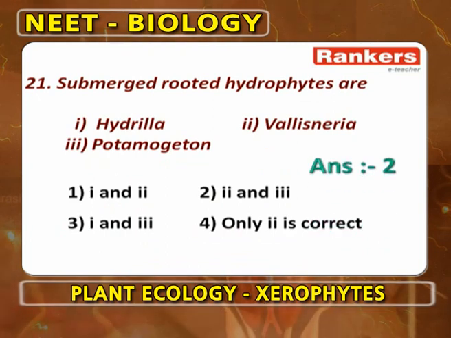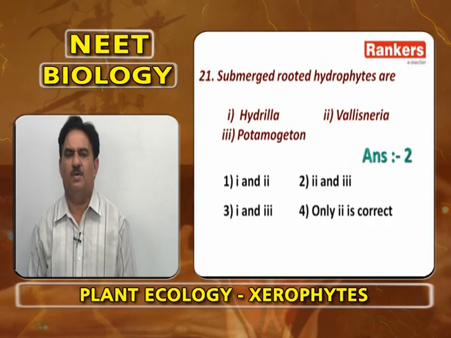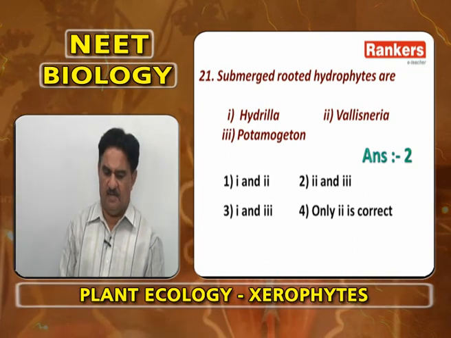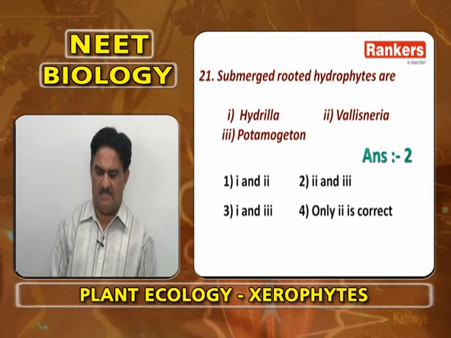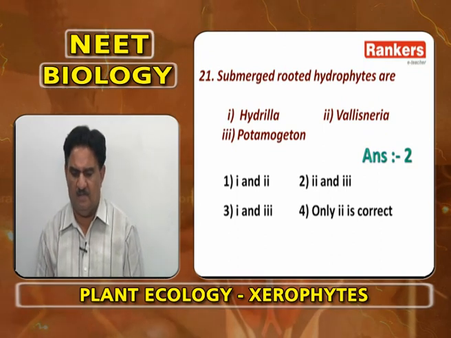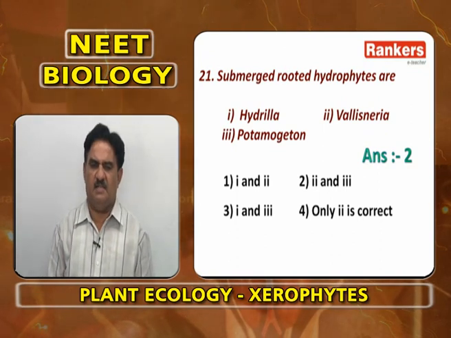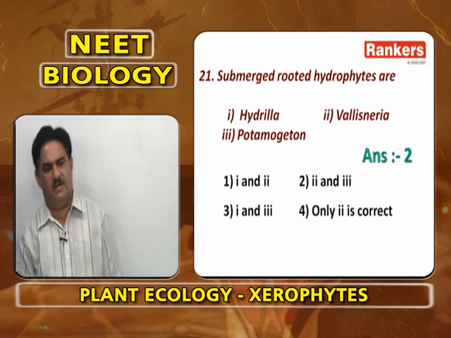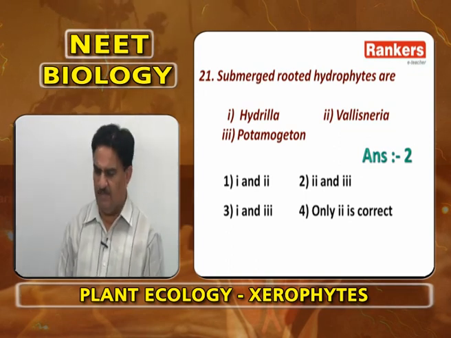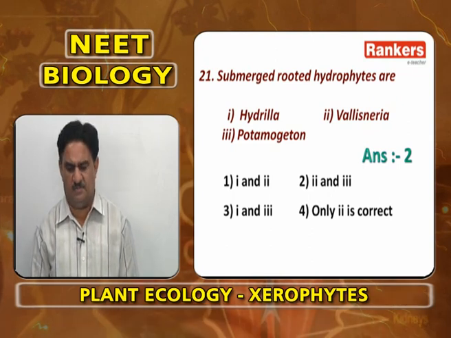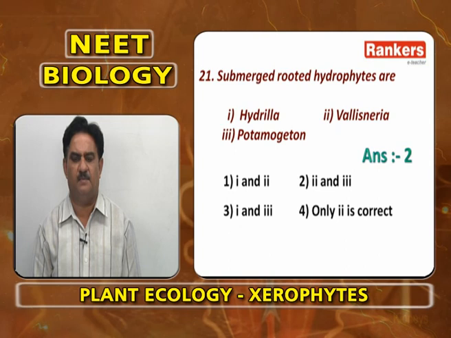Submerged rooted hydrophytes are Hydrilla, Vallisneria, Potamogeton, but Hydrilla comes under submerged suspended hydrophyte. So, answer is 2 and 3, Vallisneria and Potamogeton. Why? Because Hydrilla, even though poorly developed roots are present, is a submerged suspended hydrophyte along with Utricularia and Ceratophyllum. So, submerged rooted hydrophytes are Vallisneria and Potamogeton. 2 and 3 is the answer. So, second option.